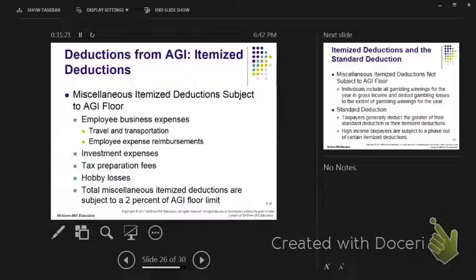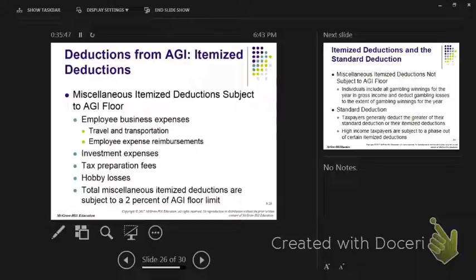Investment expenses, that's the amount of money you spend in those investment activities. Your tax preparation fees, you also can include hobby losses and your other things. This is where you would put your gambling losses, okay? Your gambling winnings go on line 21 on the front, just as other income. Gambling losses would go here.